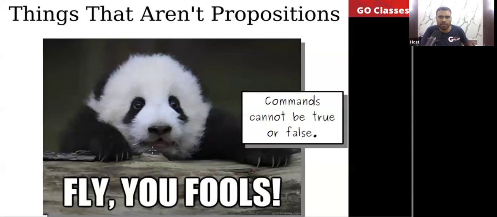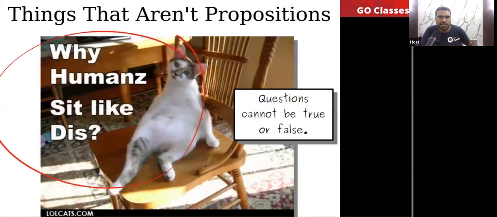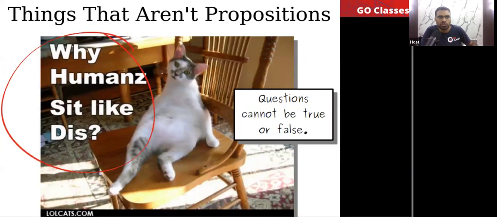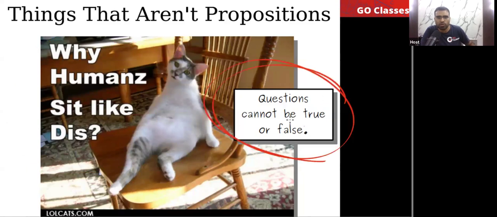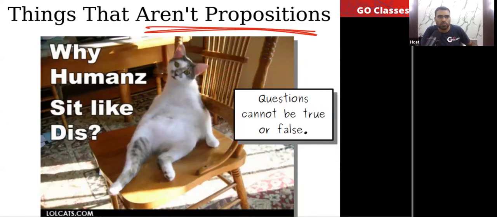So very simple definition. For example, fly you fools, this is a command. A command cannot be true or false, so a command is not a proposition. Next, why humans sit like this? This is a question. A question cannot be true or false, so a question is not a proposition.